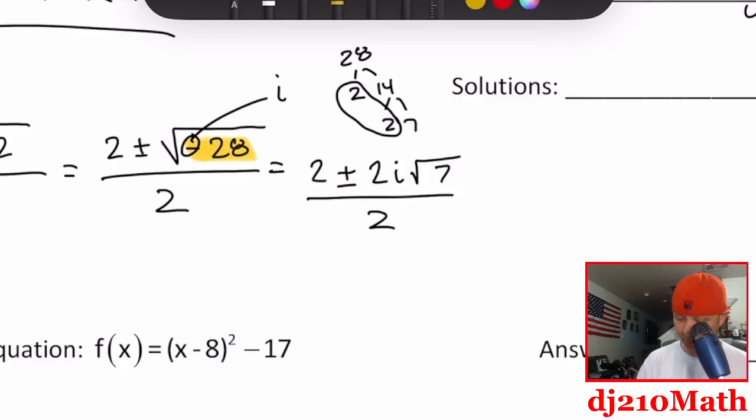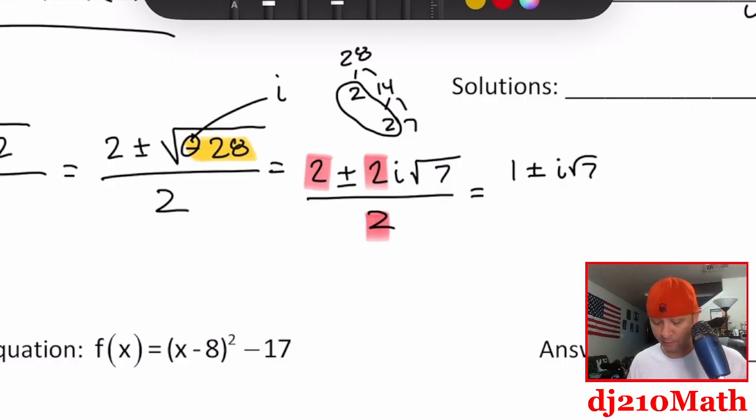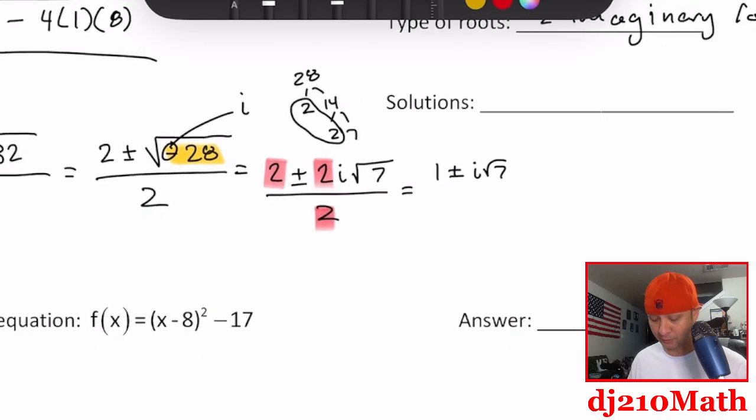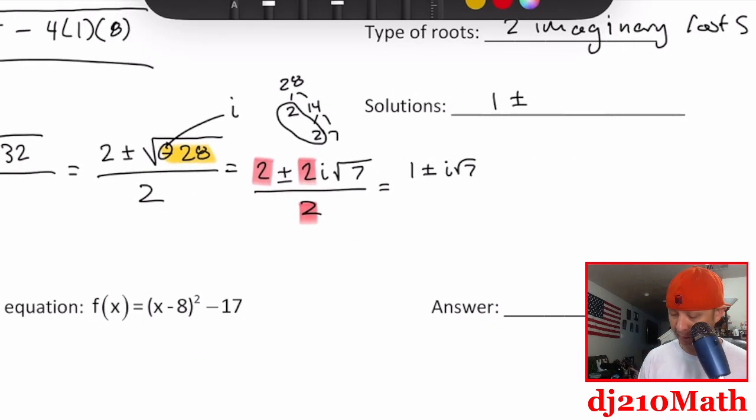All over 2. Notice 2, 2, and 2. These can be canceled. You can cancel these out only because all 3 terms have something in common, right? The GCF, greatest common factor, is 2 in this case. So 1 plus or minus i root 7. Why did I write 2? All over nothing, right? Because the 2 in the bottom canceled. So the solutions, 1 plus or minus i root 7.